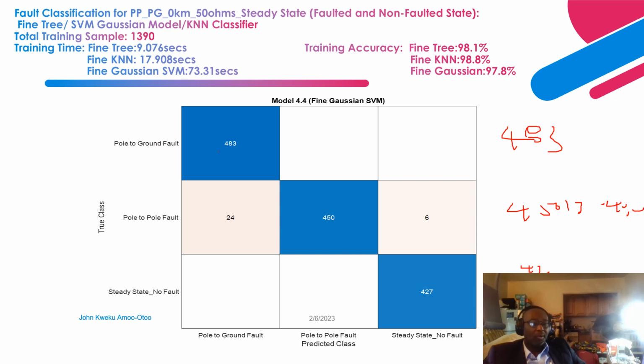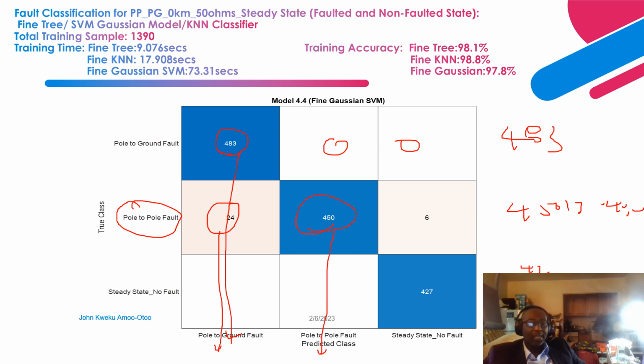For a pole to ground fault, the whole 483 was correctly classified as pole to ground fault. There was no misclassification between pole to ground fault and pole to pole, and between pole to ground fault and steady state. On the other hand, for pole to pole fault, 24 of it was misclassified as pole to ground, and 450 data points were correctly classified as pole to pole, and 6 of it was misclassified as steady state no fault condition. For steady state no fault, correct classification is 100%. All 427 data points were correctly classified.